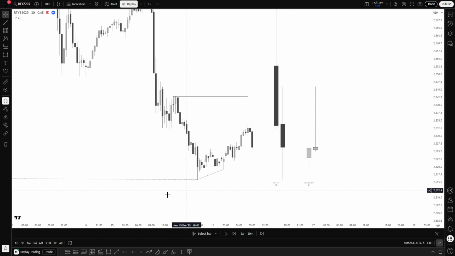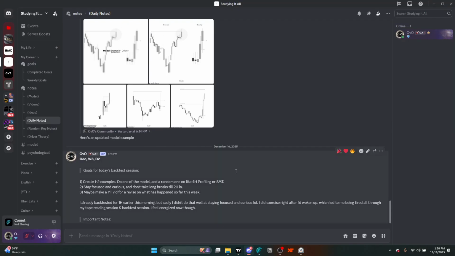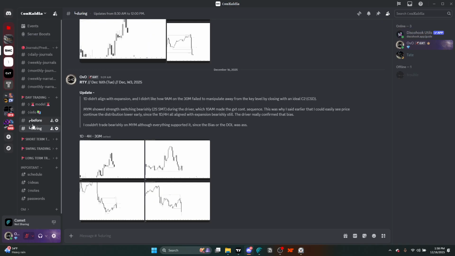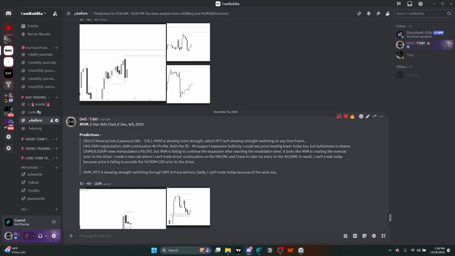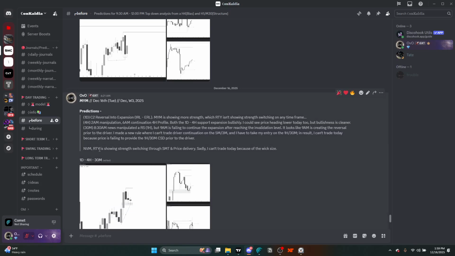That's the problem. I knew going into today, which I'll actually show you, that the 8:30 news manipulated. The line is found to continue the expansion after reaching the elevation. It looks like 9:30 was creating a reversal prior to the river. So my new rule is, if 9:30 makes the reversal prior to the river, right after river continuation, then I have to do my new channel with the CC. But we weren't doing that, so I was going to wait till 10 a.m. But I said that right away, showing a switch to SMT and price deliveries. Sadly, I can't trade today because of the book size.